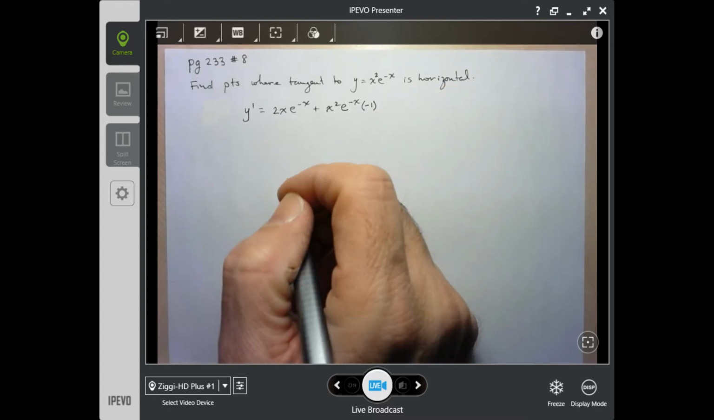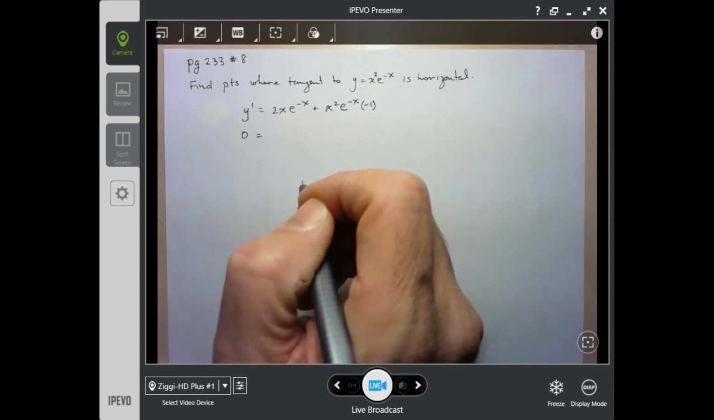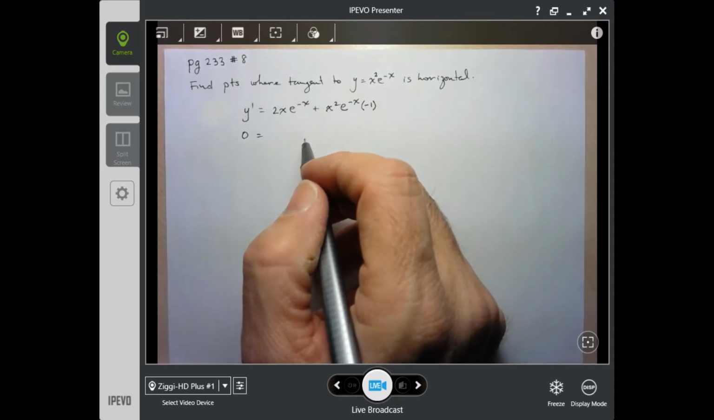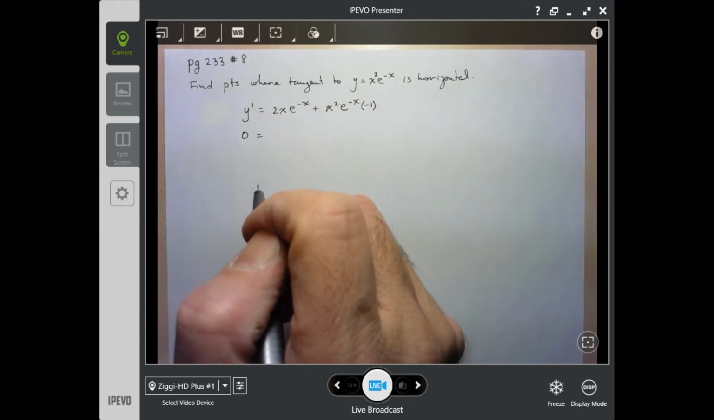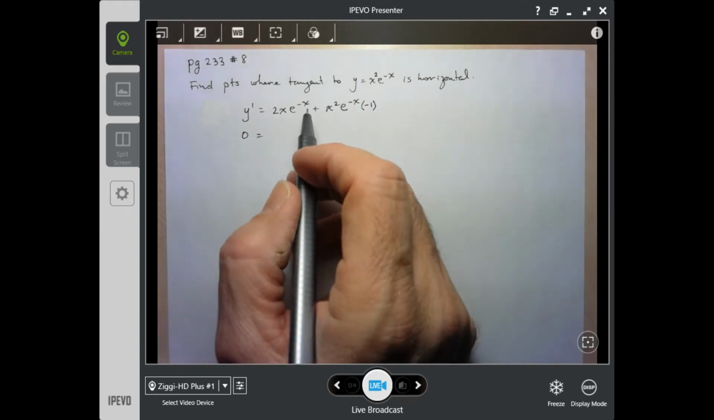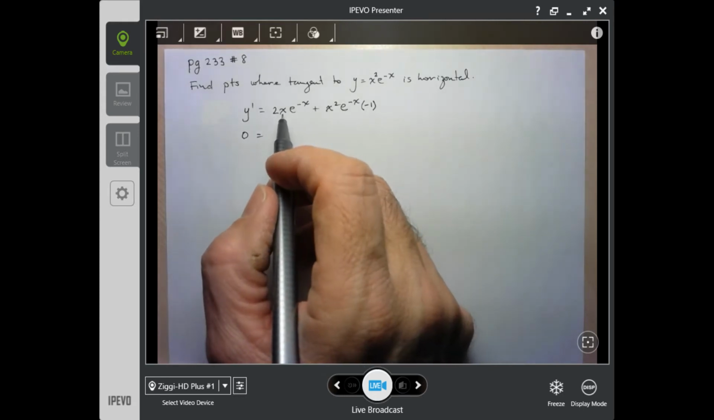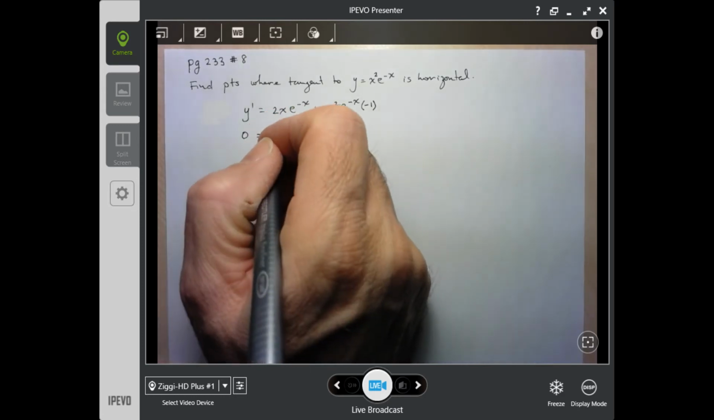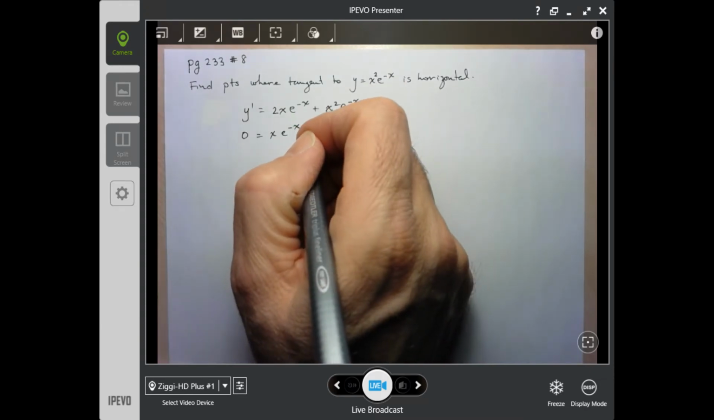All right. So again, we said we want to determine horizontal tangents, so that means the derivative is going to be equal to 0. And so now let's start simplifying this expression. So I'd like to have it in factored form, since I'm trying to find where it's equal to 0. So I'll start by factoring out this common factor of e to the negative x, and I also see that I have a common factor of x.